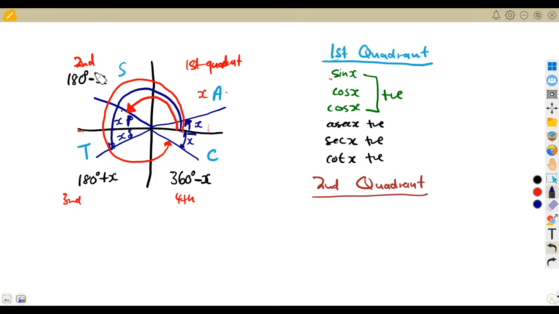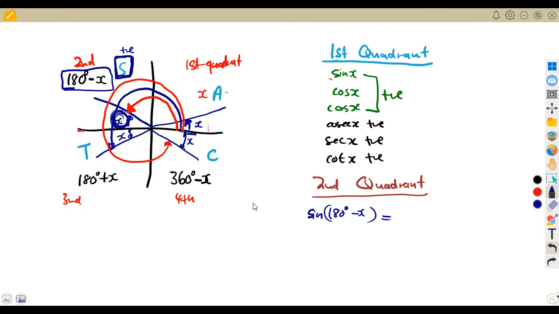In the second quadrant, the angle that is operating there is 180 degrees minus x. Yes, this is the angle that is operating, but in this quadrant, it's for S, for sine. It's sine only which is positive. So that means we are going to have the sine of 180 degrees minus x reduced to the sine x.